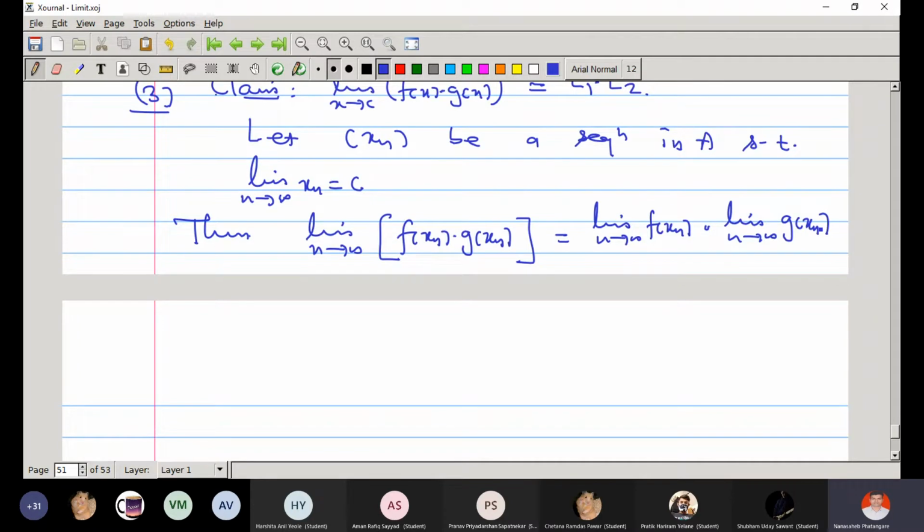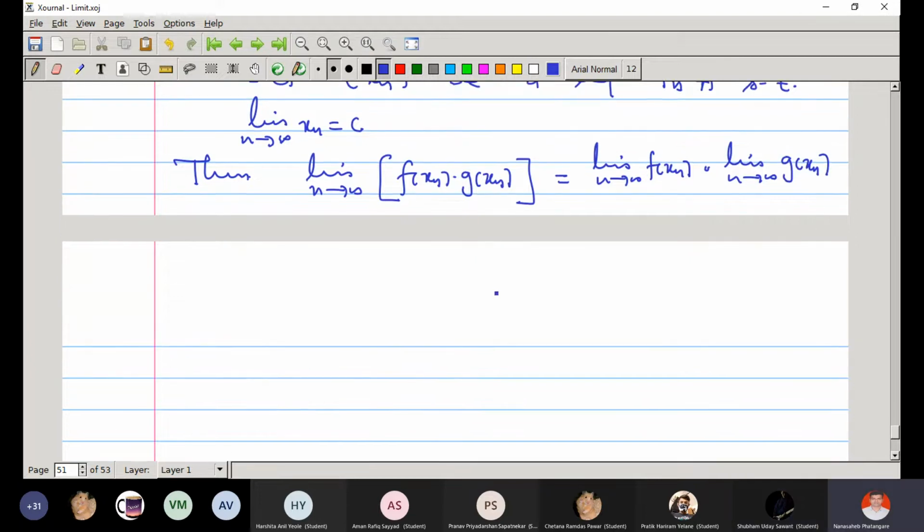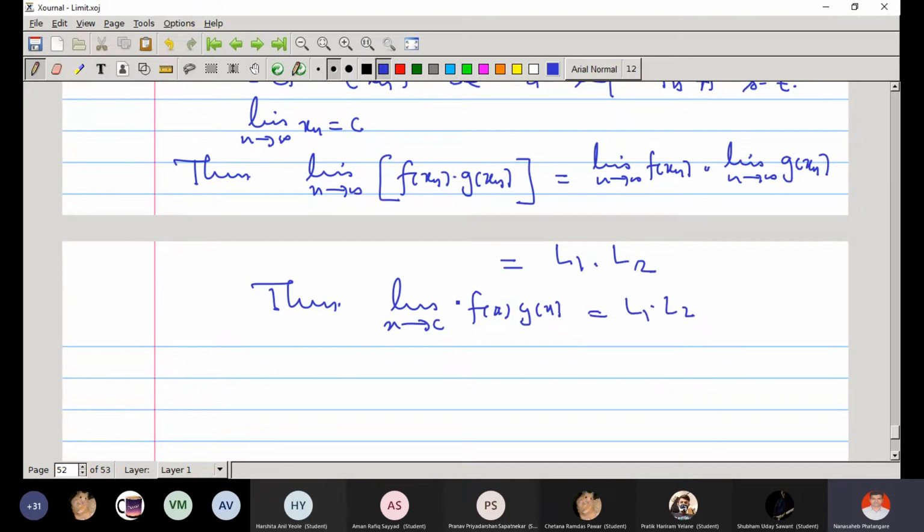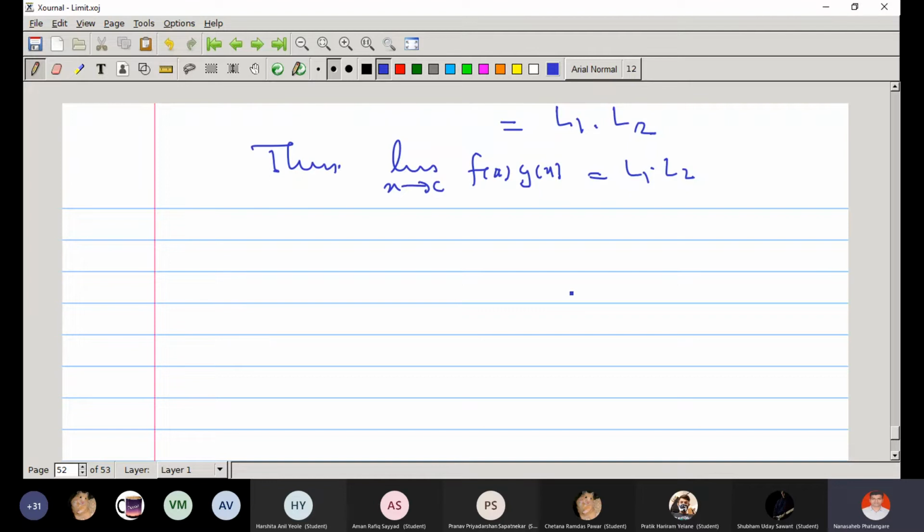And what is the bridge to connect these two things? The result for sequences and the results for limit. Sequential criteria. So the limit of f(xn) is L1 and the limit of g(xn) is L2. Right? Thus can we declare that the limit as x tends to c of f(x) into g(x) is L1 into L2, because for any sequence this is going to happen. So we can declare by sequential criteria the limit is this.